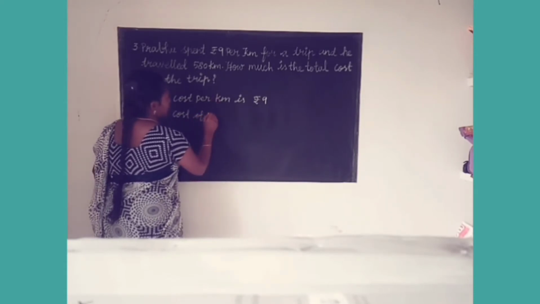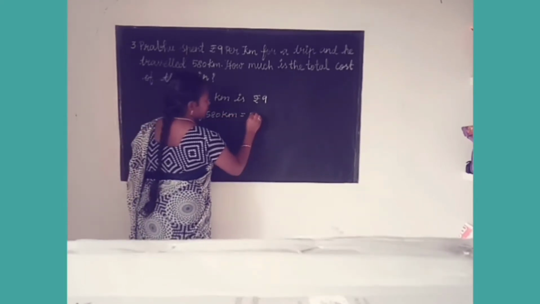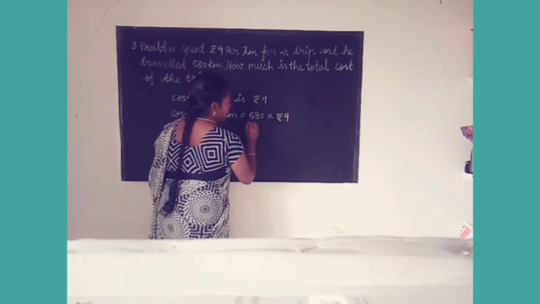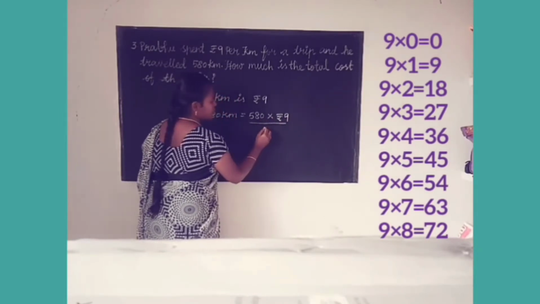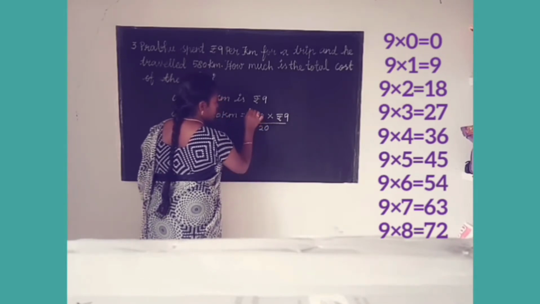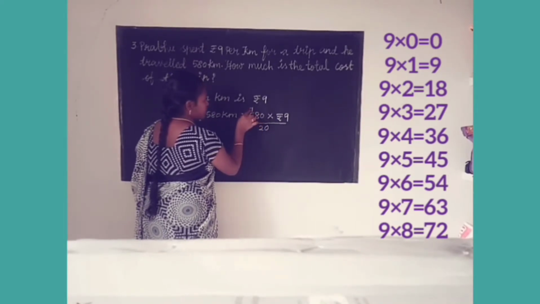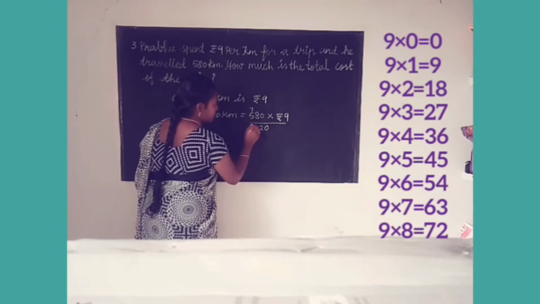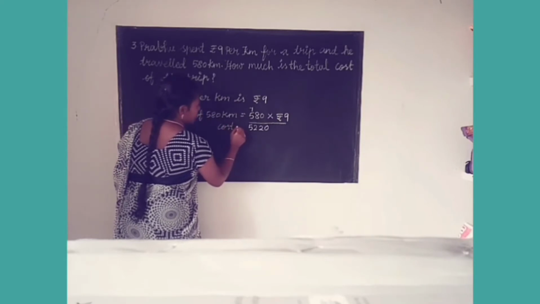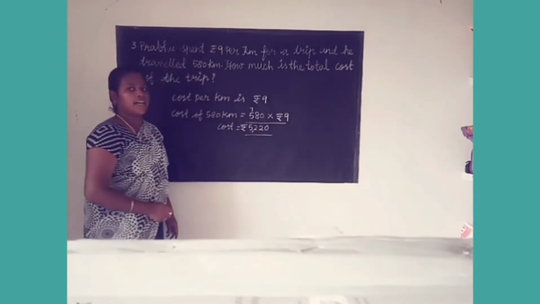Next, cost of 580 kilometer is equal to this 580 into money value rupees 9. Now multiply the value. 9 into 0, 0. 9 8s are 72, 2, carry 7. 9 5s are 45. 45 plus 7, 52. So the total cost value is equal to rupees 5,220 is the answer.